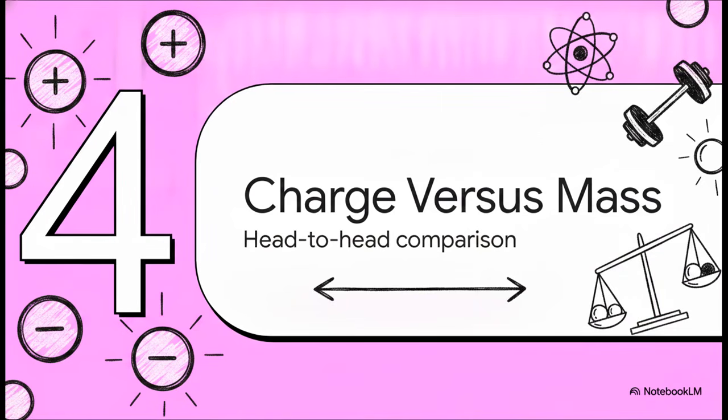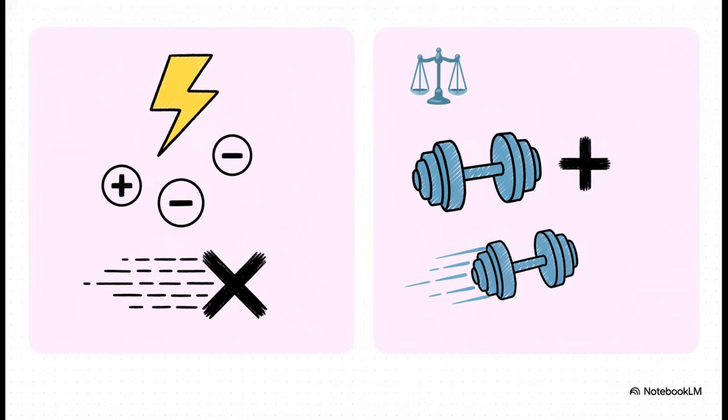Which brings us to section 4, charge versus mass, a head-to-head comparison. Pitting these two against each other builds our understanding so perfectly. Look, charge can be positive, negative, or zero. Mass, on the other hand, is always positive. You simply can't have negative mass. Furthermore, charge is strictly conserved and totally independent of speed. It doesn't care how fast you're moving.